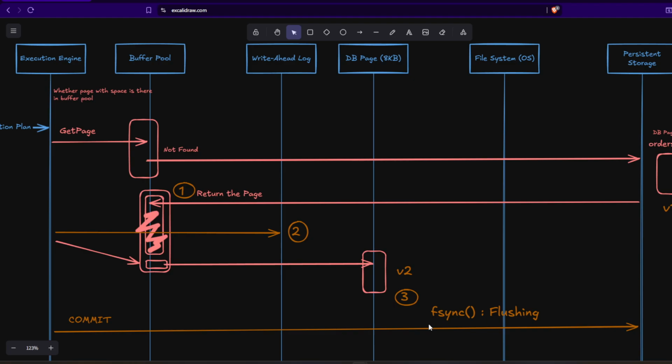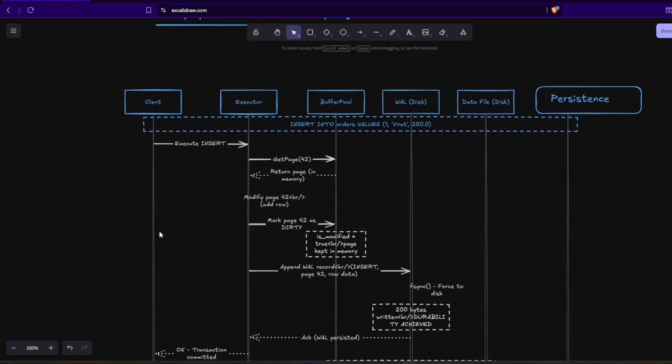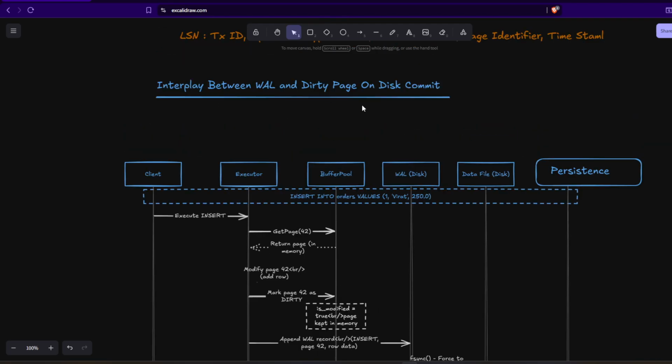So right now, to complete this exercise, we are going to create the total timeline of everything that we have learned in this whole flow, so that this complete flow is clear to us, from our insert into firing up, to how the data in the end, through fsync, is getting stored into the persistent storage. So let's close our discussion to understand the interplay between the WAL and the dirty page on the disk.